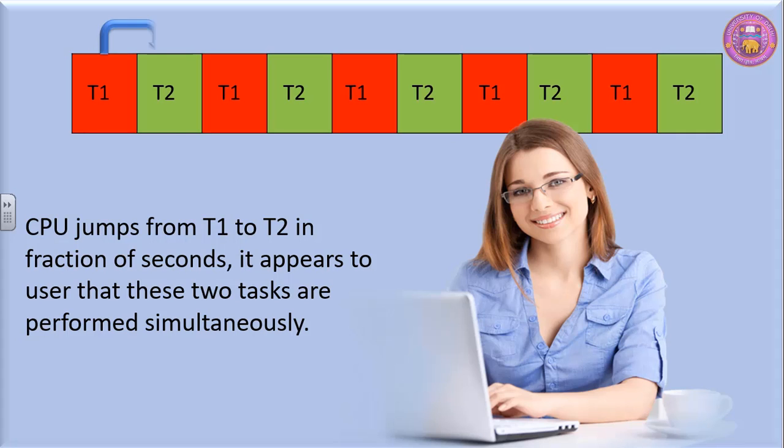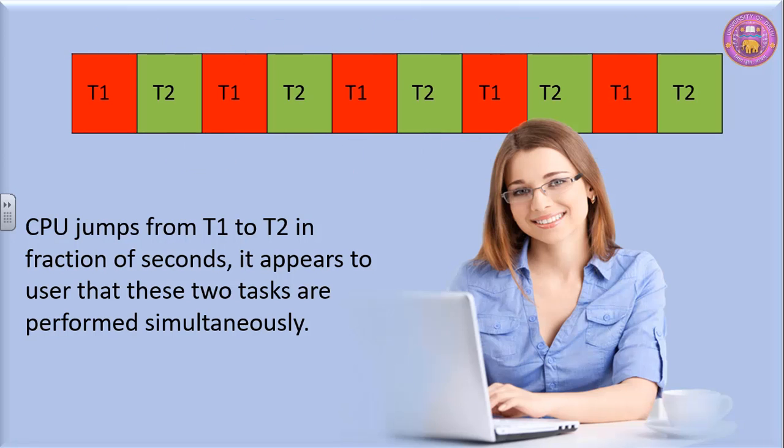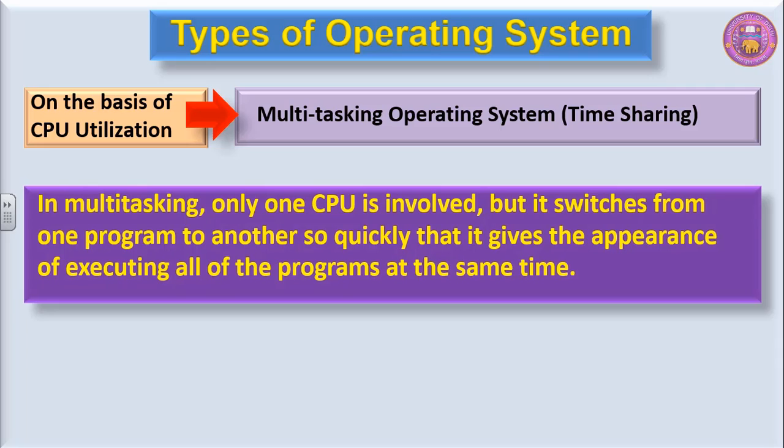CPU jumps from T1 to T2 in fraction of second, and it appears to user that these two tasks are performed simultaneously. But internally at one particular point of time, the CPU handles only one particular task. It handles a task for the assigned time period, and that time period is allocated by operating system. In multitasking, only one CPU is involved, but it switches from one program to another so quickly that it gives the appearance of executing all of the programs at the same time.